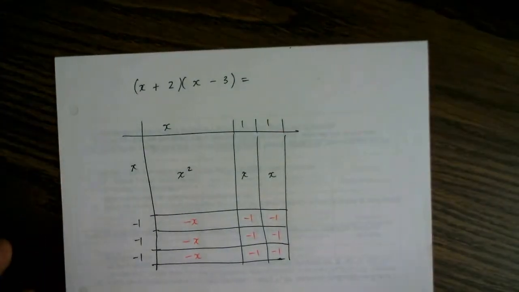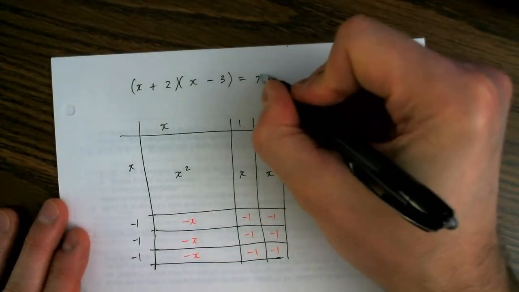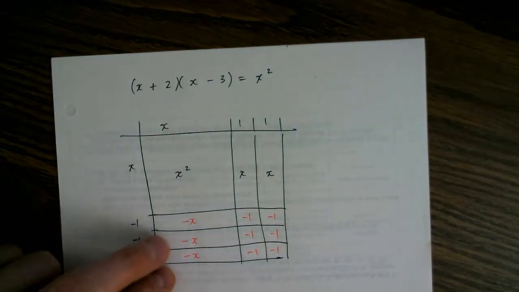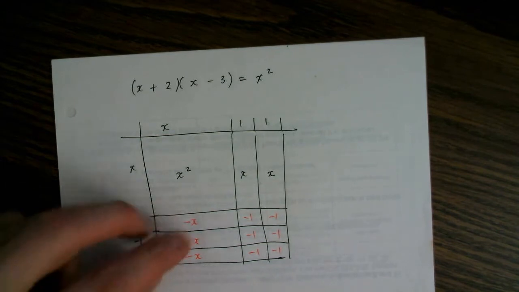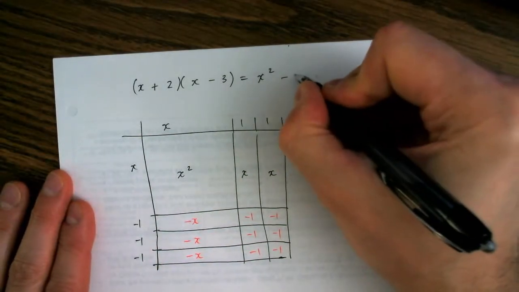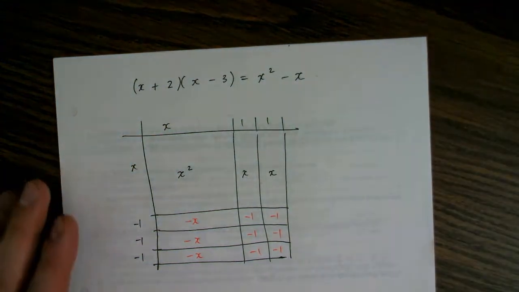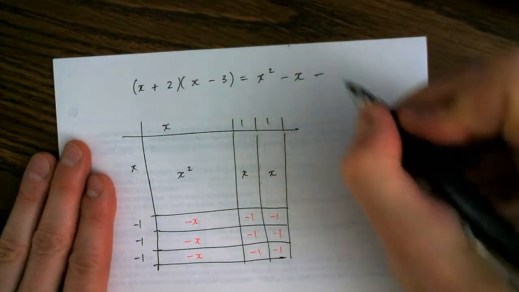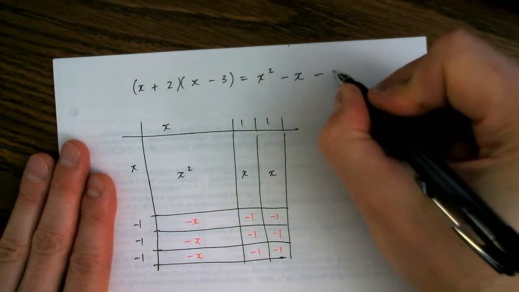And so when we simplify and group like terms, we've got x squared. We've got 3 negative x's, 2 positive x's. That's going to leave us with a negative 1x, and we're going to have 6 negative 1's.